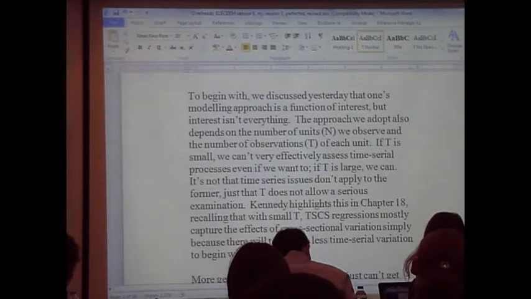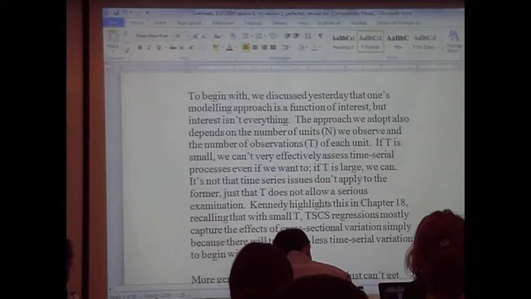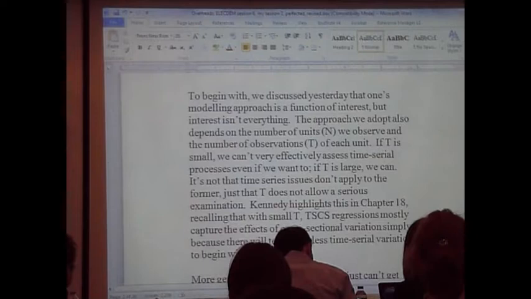Just to reiterate some things, this is somewhat new, but it's also reiterating some of what we were talking about earlier. I talked about how we had interest in looking at whether over time changes matter or across unit changes matter. And interest is really important, but interest isn't everything. What you want to study is only part of it. The approach you adopt is not just predicated on your interest, it's also predicated on the situation you're in, right?